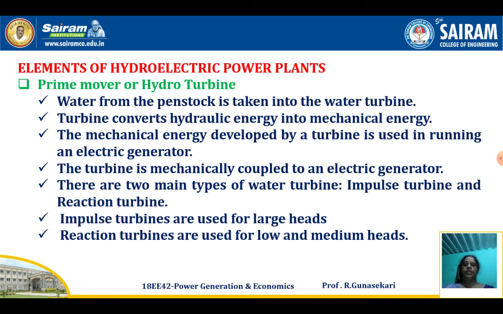There are two main types of water turbine. One is the impulse turbine, another one is the reaction turbine. Impulse turbines are used for large head. Reaction turbines are used for low and medium head. Low head means below 30 meter head, medium head means above 30 meter and below 300 meter head. Large head means above 300 meter head.